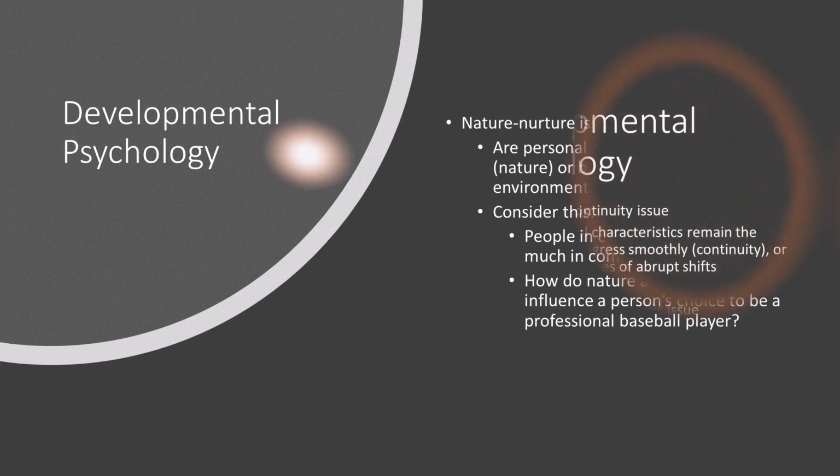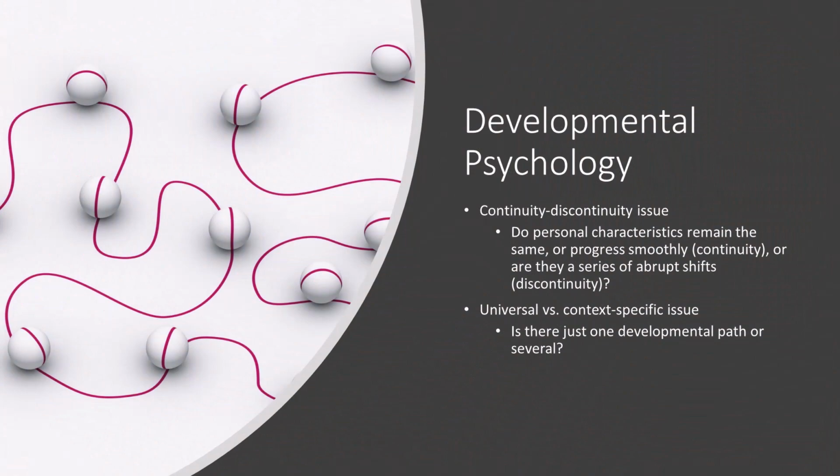The other question that comes up in developmental psychology is related to continuity and discontinuity. Now, the biggest question is, do personal characteristics remain the same or do they progress smoothly? That would be the continuity part. Or are they a series of abrupt shifts, like discontinuity? We'll talk about various theories that look at development as continuity, as a continuing smooth progression. We'll also talk about development as abrupt shifts.